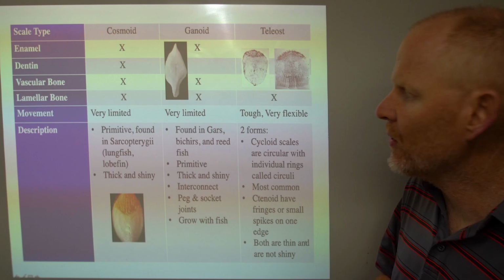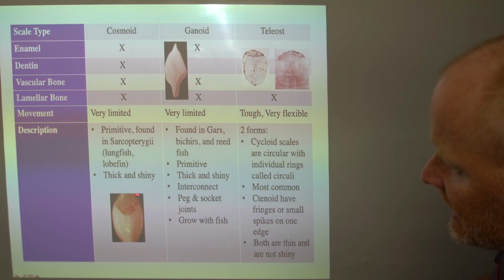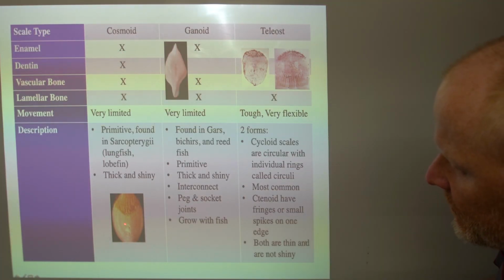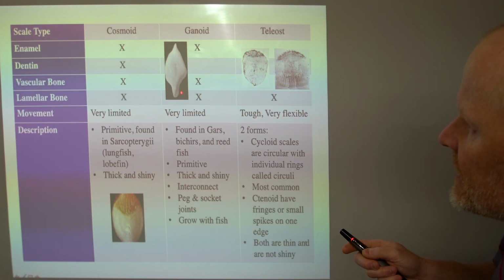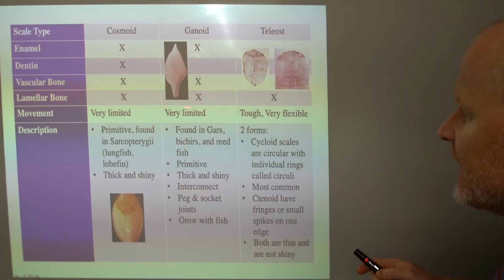So I have a little table that shows you pictures of the scales. Here is the cosmoid scale, what it looks like. It's very shiny and very thick. Here's the ganoid scale, which again is very thick and bone-like. Movement's very limited in these.